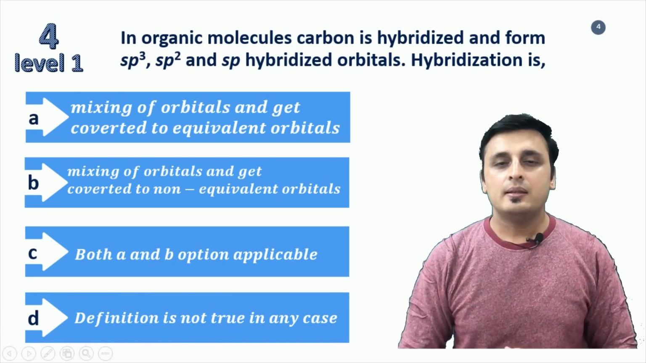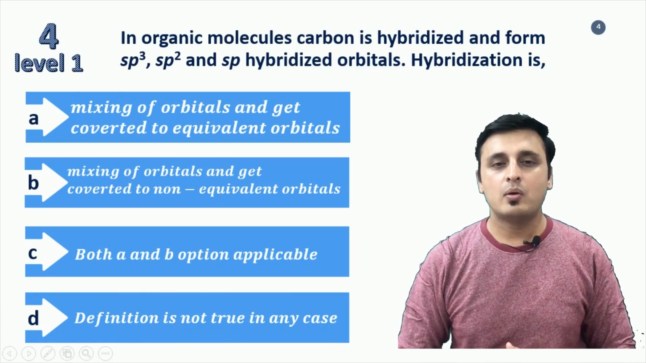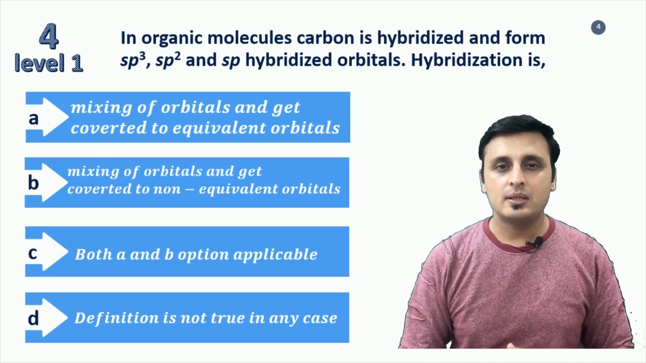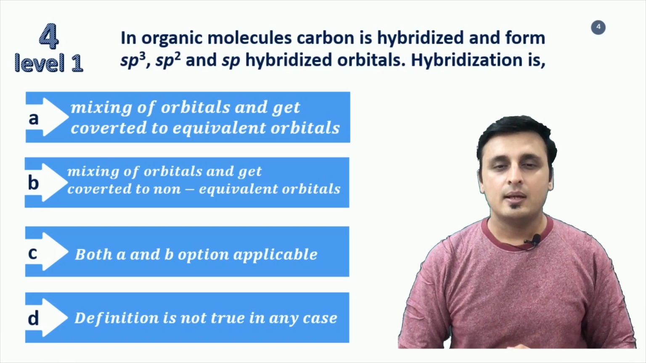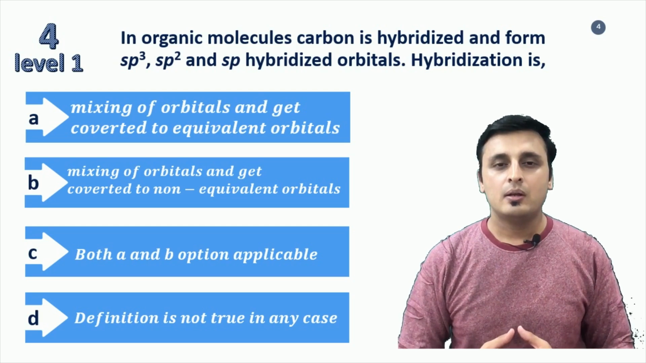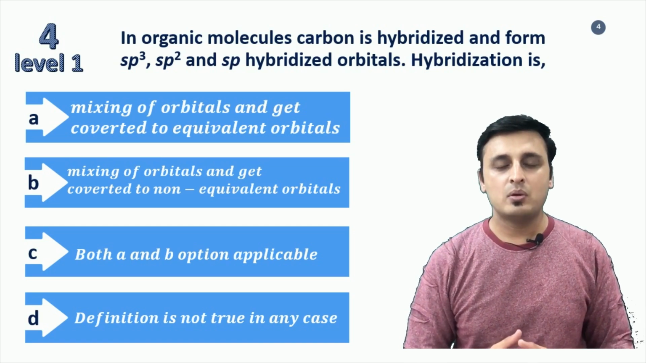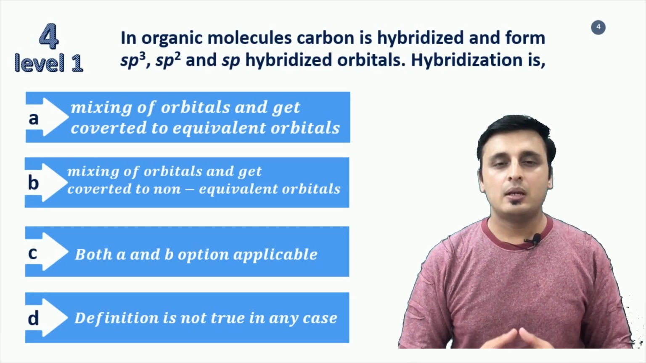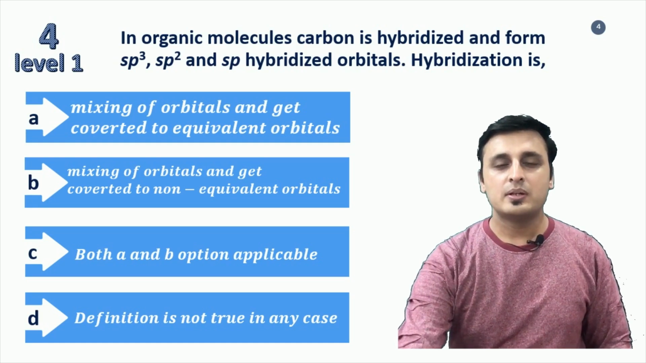Dear friends, in this particular question, the question is all about hybridization. In carbon molecules, carbon can get sp3, sp2 and sp hybridization. When it gets hybridized, it generally mixes orbitals which are not equivalent. For example, the s orbital is spherical and the p orbital is dumbbell shaped. So when they mix, they form orbitals of equal shape and equal energy, and the new orbitals are equivalent. So the correct option for this question is option A, that is, they mix together and form equivalent orbitals. So the correct answer is option number A.